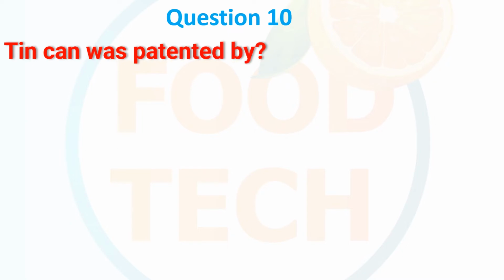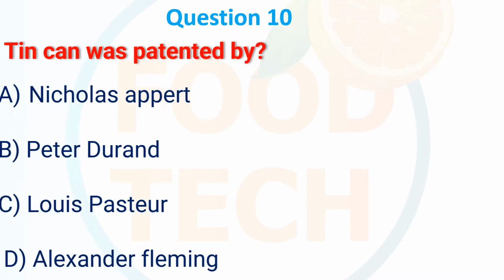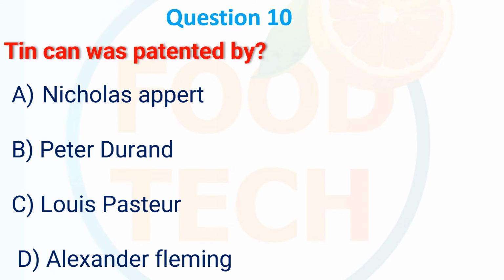Tin can was patented by A. Nicholas Appert. B. Peter Durand. C. Louis Pasteur. D. Alexander Fleming. The answer is B. Peter Durand.